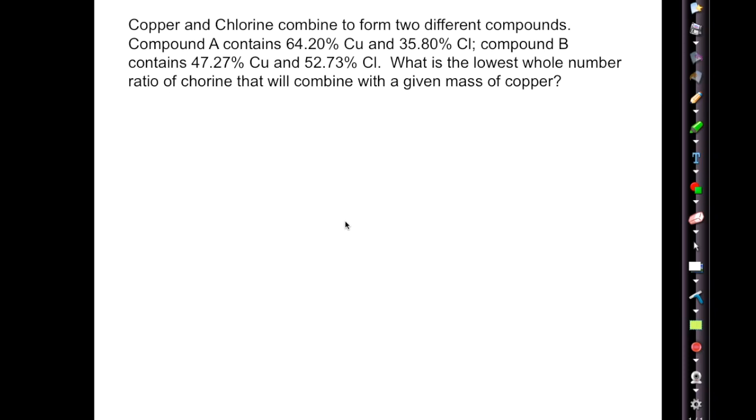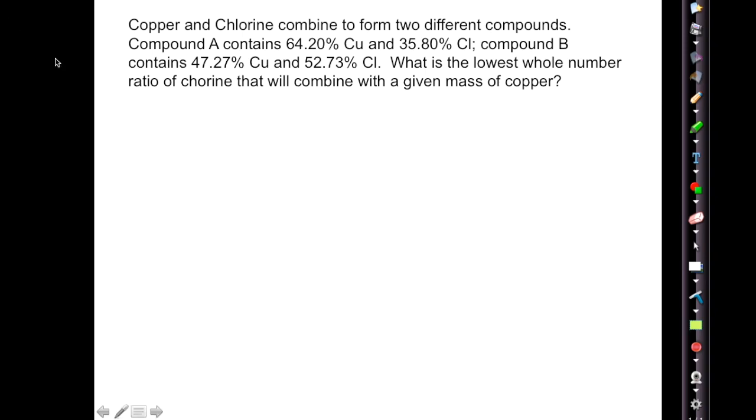in this example. So the first thing that we need to do is to figure the ratio of mass chlorine per given mass copper for each of the two compounds A and B. And we're given percent mass information for these two compounds. So what I need to do is take those mass percents and turn them into actual masses. Now, percentages can be used to find actual masses for any sample size. The easiest one mathematically would be 100 grams.